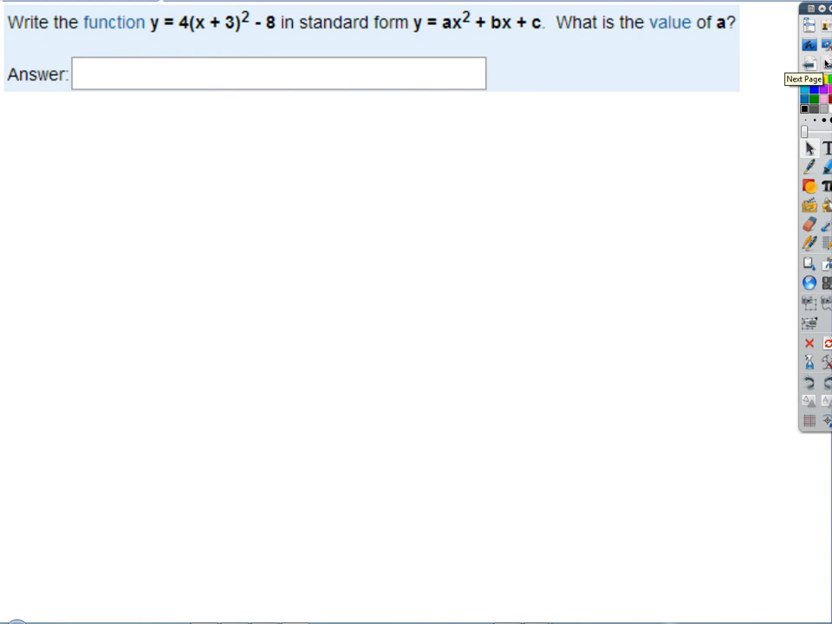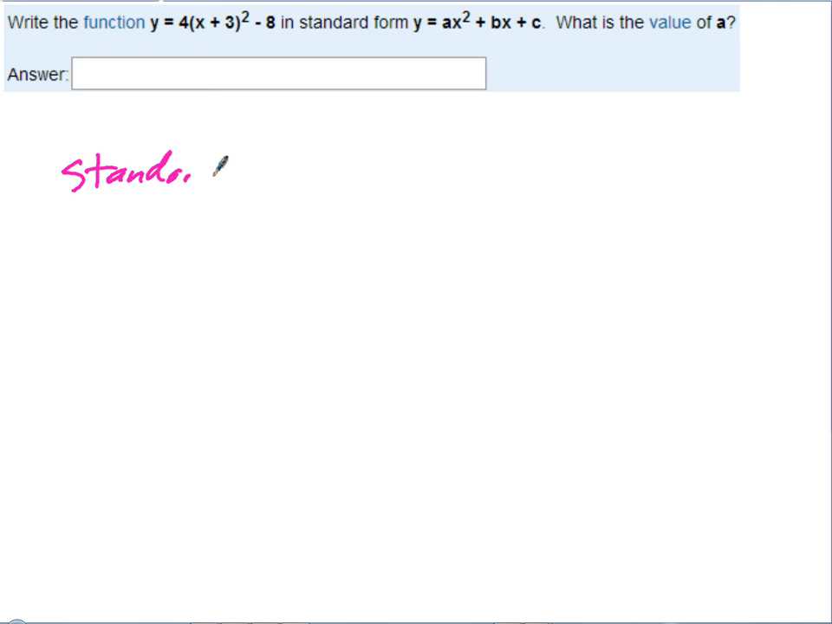Okay, so what about this one here now? It's currently in vertex form, right? If I want to write it in standard form, here's the thing to remember. They both start with S. Standard equals simplified. That's all it is. Standard equals simplified. And to simplify something, we just do normal order of operations, right?